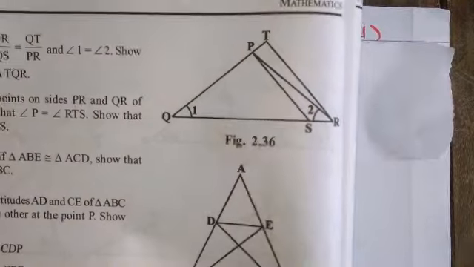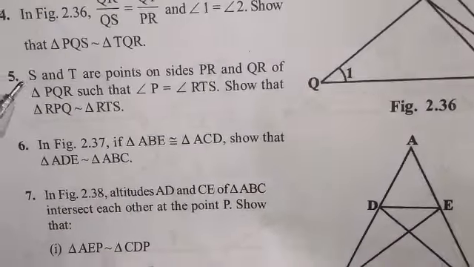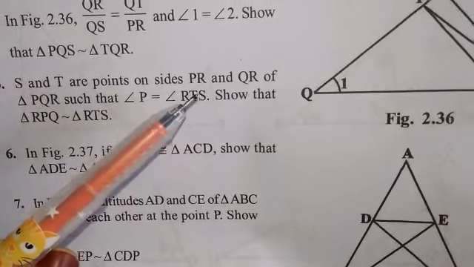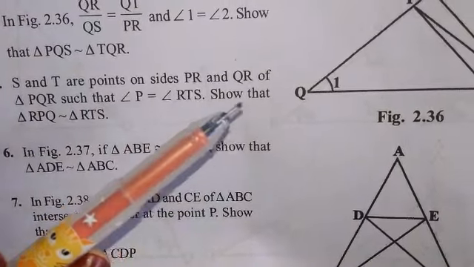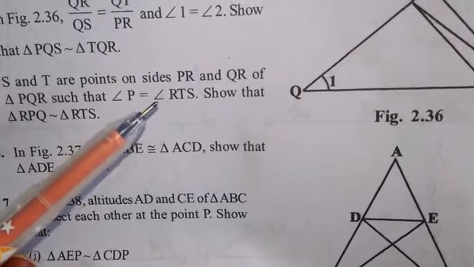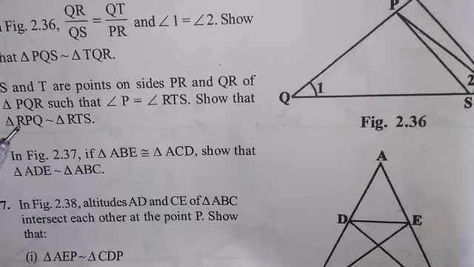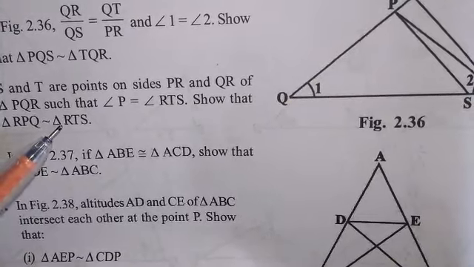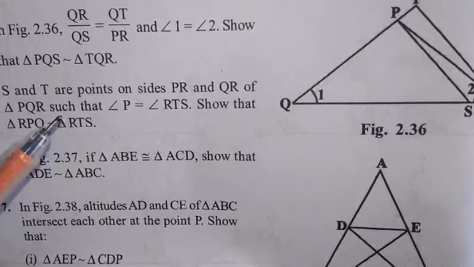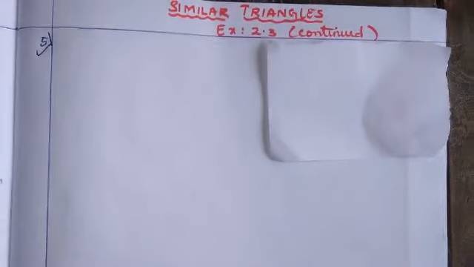Question 5th. S and T are points on side PR and QR of triangle PQR such that angle P is equal to RTS. Show that triangle RPQ is similar to RTS. They have not given a figure over here. We have to draw the figure. So let us draw first.